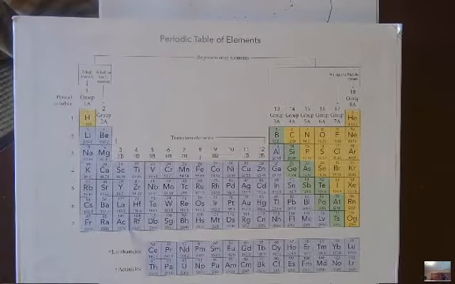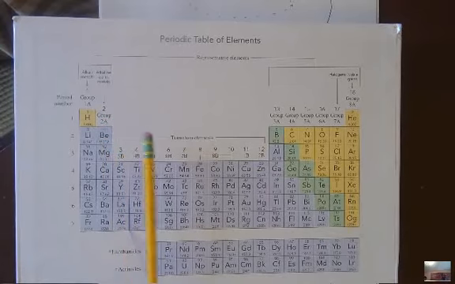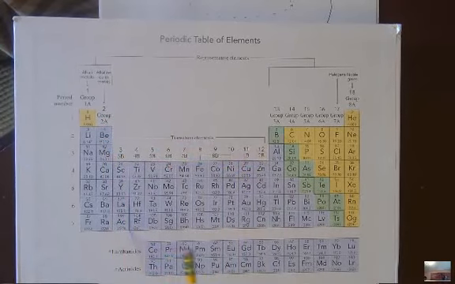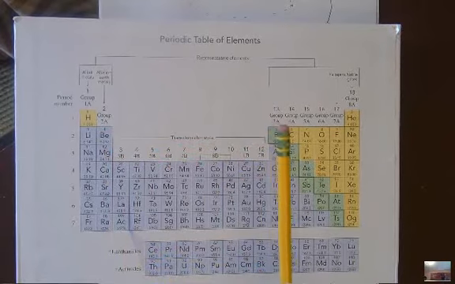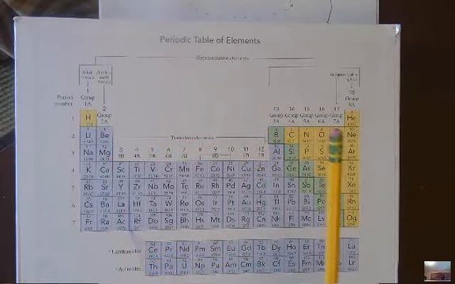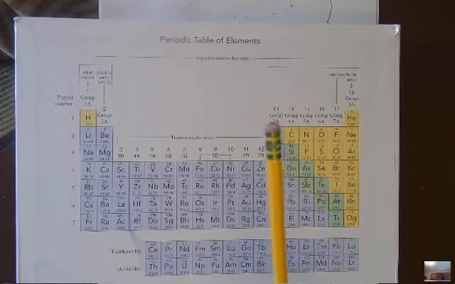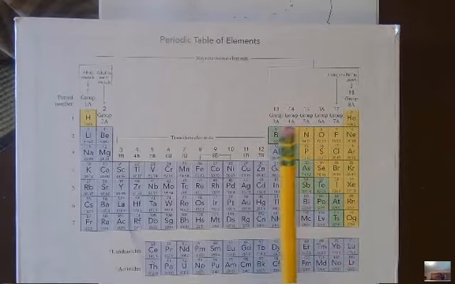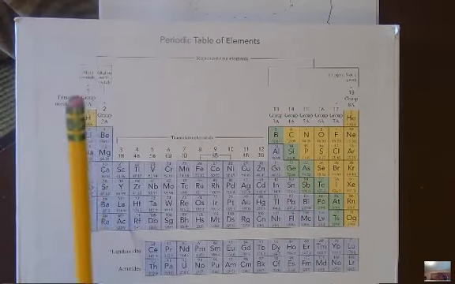If you want to count them up, everybody in the first group has 1, everybody in the second group has 2. Don't worry about any of these guys here or any of these guys here. We're not going to work with them. 3, 4, 5, 6, 7, 8. So for the main group elements, the number of electrons that can participate in bonding is what group you are from, 1 to 8.